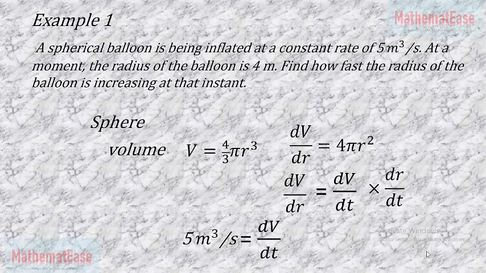Meter cube, which is volume, per second, which is time. That is the dV/dt. Let us proceed. You remember that I said r is equal to 4. When r is equal to 4, our dV/dr, we will substitute 4 for r in that equation, so we get 64π. Then dr/dt is the question they are asking us.